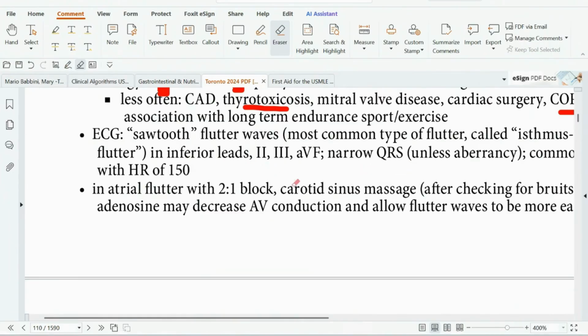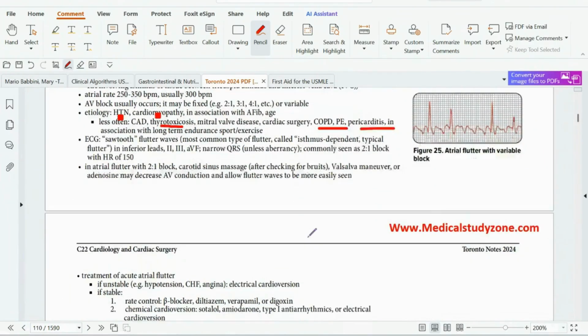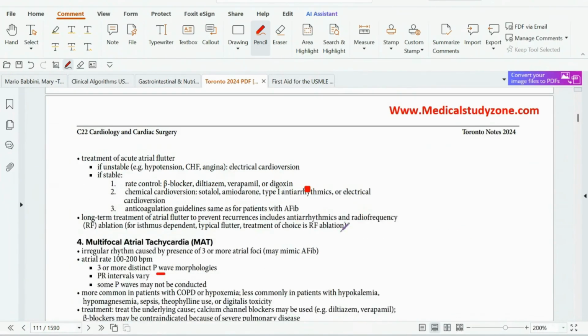Good. For A fib, A flutter? Yeah, because they're all SA node, AV node, right? You're going to have to check 2, 3, aVF. Okay. Now, treatment of atrial flutter and atrial fibrillation.